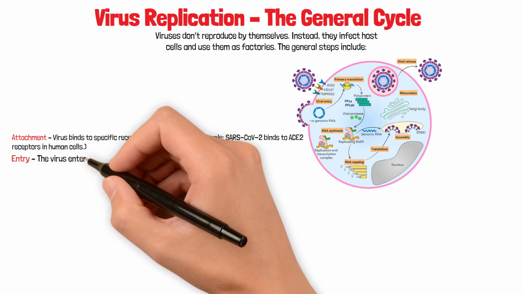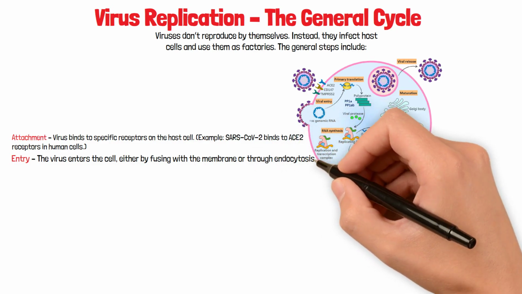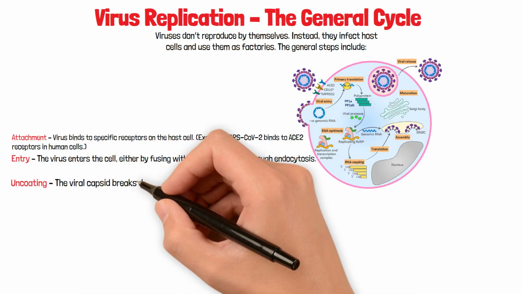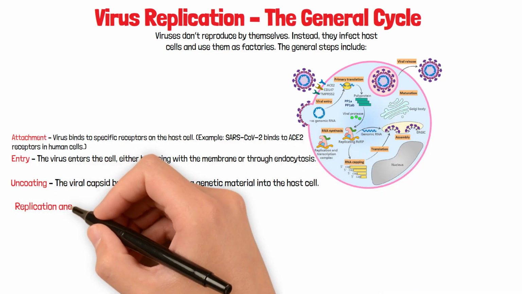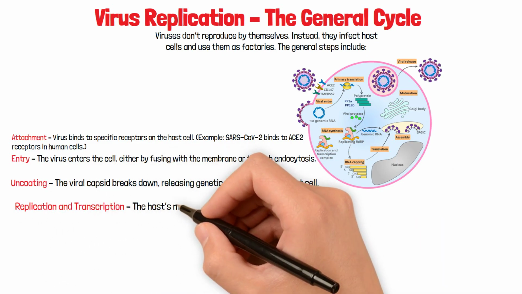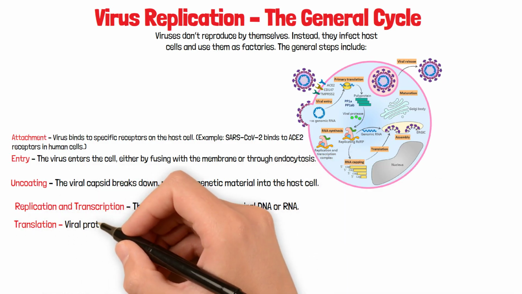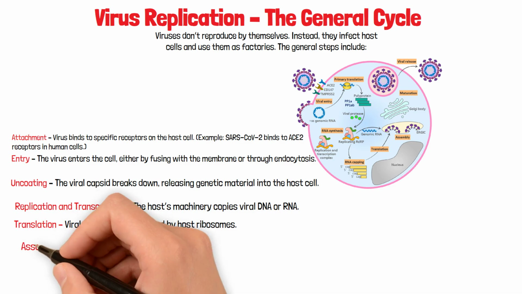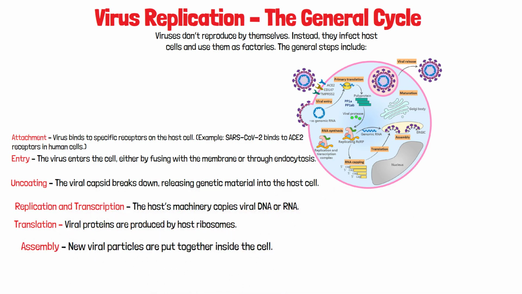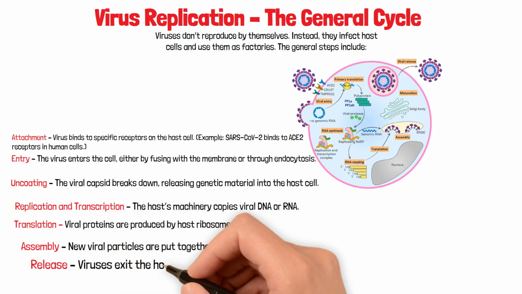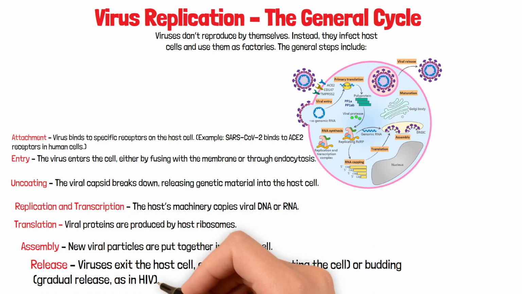Entry. The virus enters the cell, either by fusing with the membrane or through endocytosis. Uncoating. The viral capsid breaks down, releasing genetic material into the host cell. Replication and transcription. The host's machinery copies viral DNA or RNA. Translation. Viral proteins are produced by host ribosomes. Assembly. New viral particles are put together inside the cell. Release. Viruses exit the host cell, either by lysis, bursting the cell, or budding, gradual release, as in HIV.